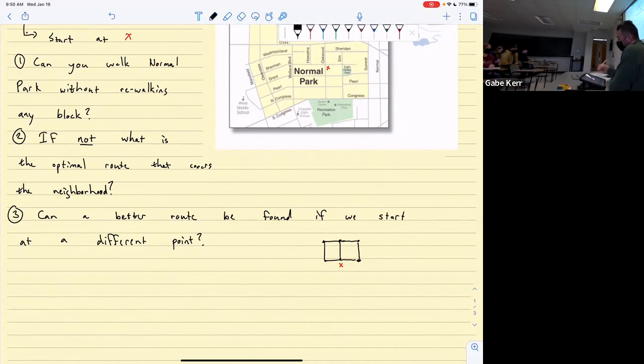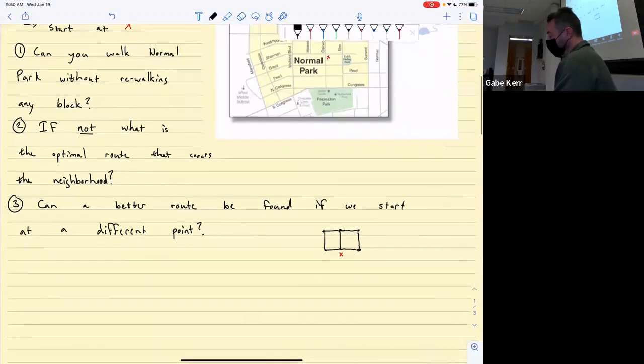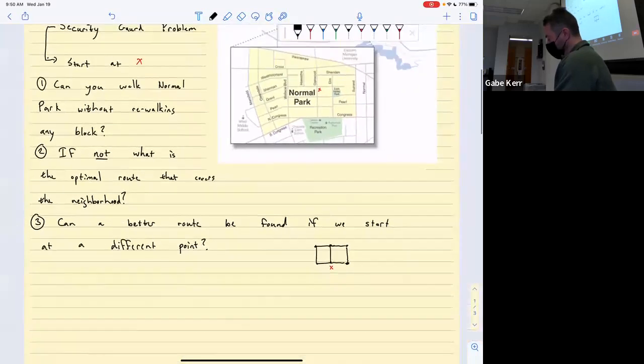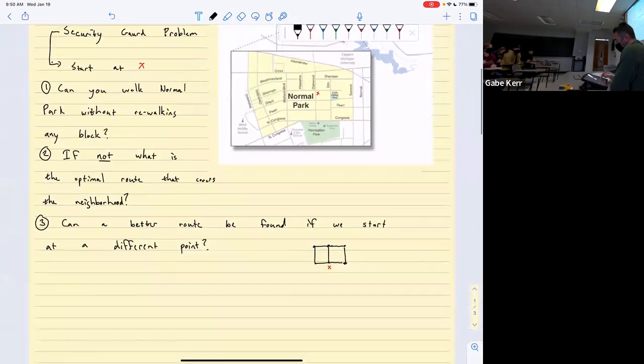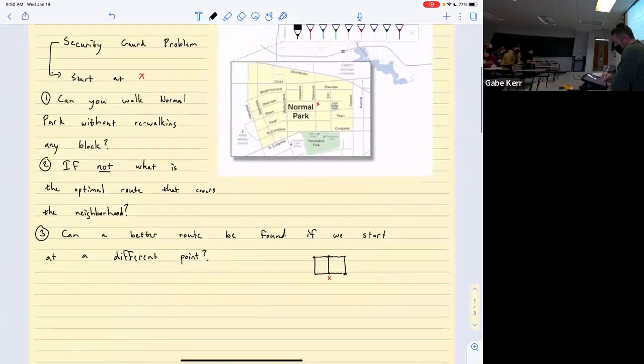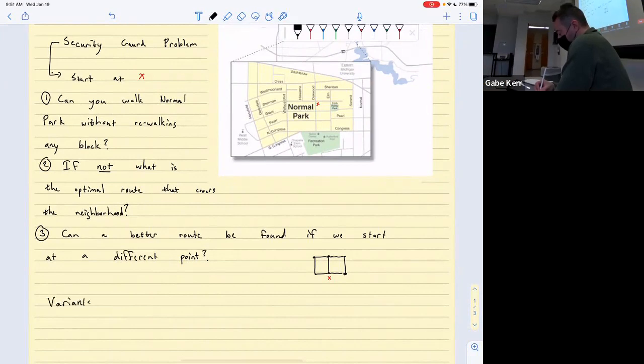We'll be able to answer these questions by looking at some very simple features of the graph, or the map, we have in front of us, to determine the answers. Kind of cool little tricks. Very practical results. All right. There are variants of this problem. They give two variants, which are also fairly practical.